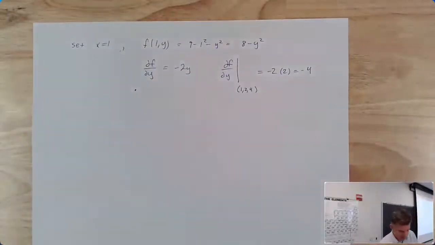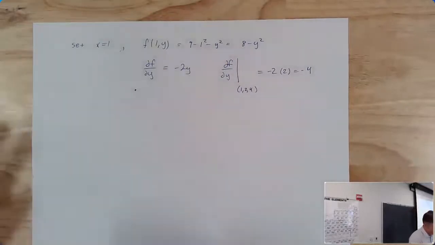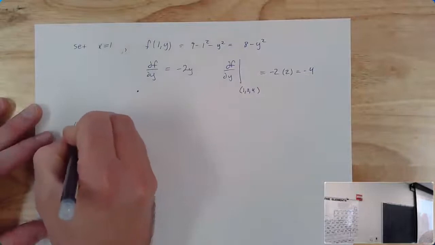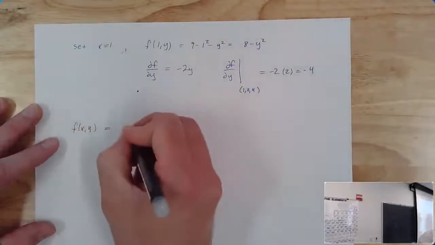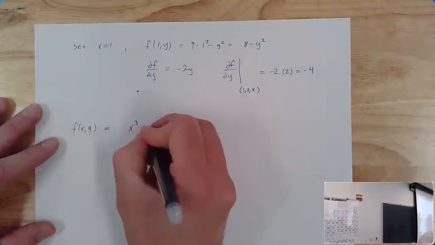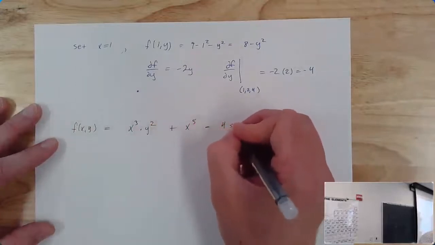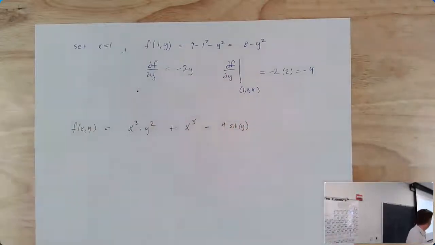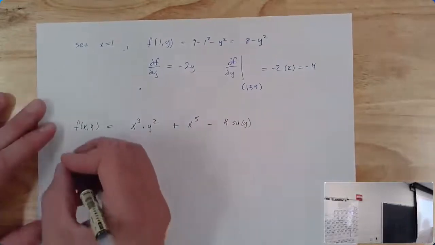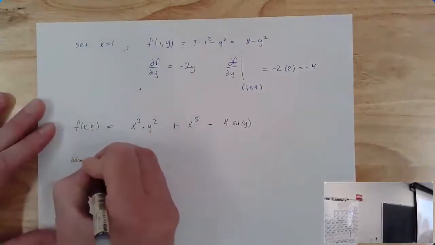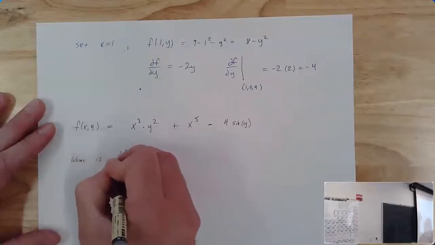So we can move forward a little and apply this more generally. We don't have to actually look at the graph, although graphs are great. What if my function was, for example, x cubed times y squared plus x to the 5th minus 4 sine of y, and I wanted to know in general, what is the partial derivative with respect to x?